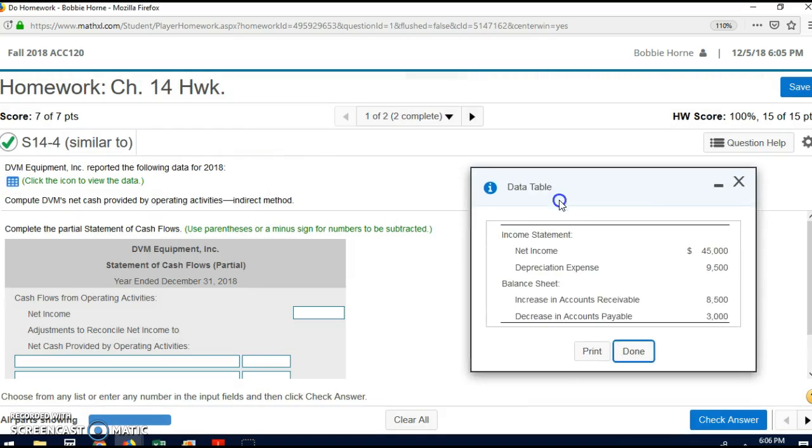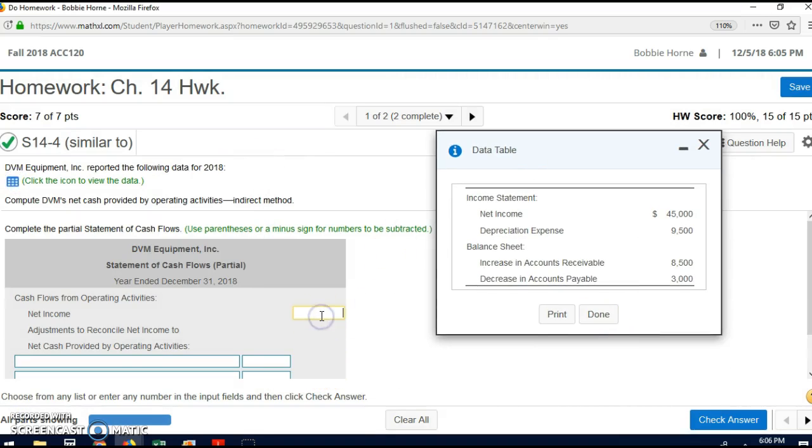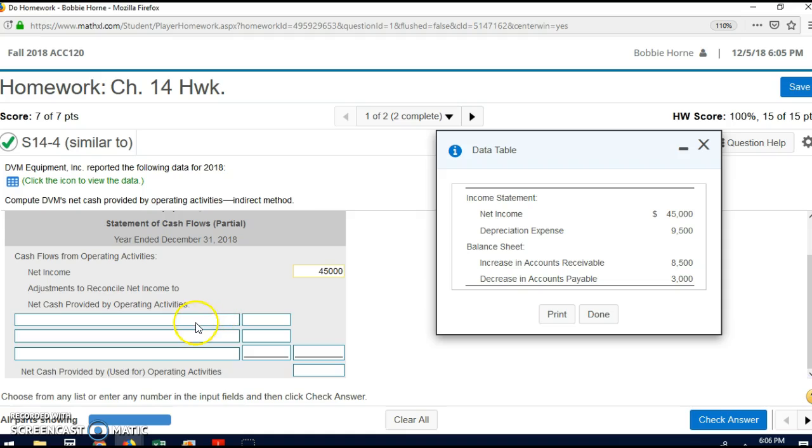Okay, we're only doing a partial statement here, just the operating section. So net income is $45,000. And then all we're going to do is add back depreciation expense. We have an increase in accounts receivable. Remember, increase means decrease when it's a current asset. And we have a decrease in accounts payable. And remember, it's a current liability. Decrease means decrease. So if we net this, we would have negative 2,000, so put it in parentheses. 45,000 minus 2,000 would be 43,000.